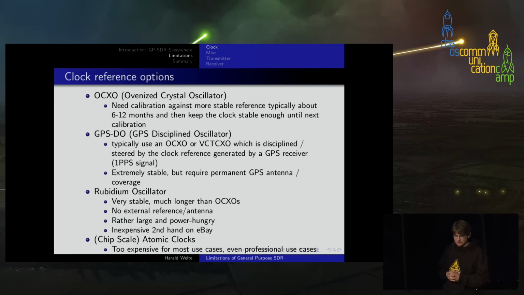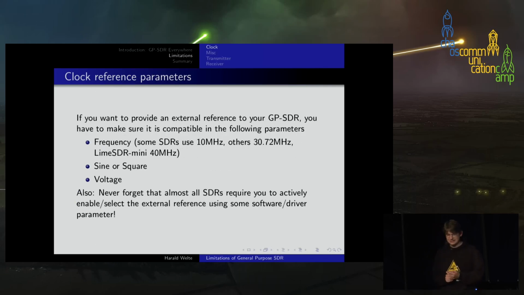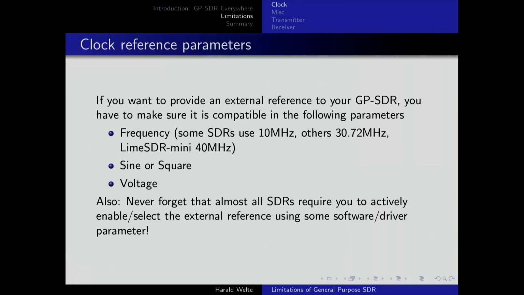It depends on your environment and your circumstances whether that's a choice. The more exotic choices are then rubidium oscillators, which are very stable, much longer stable than OCXOs. You don't need any external references. They're rather large and power-hungry devices. And you can find them relatively inexpensive secondhand on eBay or in ham radio circles. But yeah, it's bulky, power-consuming, large, not really something that you would want to carry around. A fancy option are so-called chip-scale atomic clocks. They exist, but they're too expensive for most use cases, even in professional sphere. So not really something for the general hacker playing with SDR.